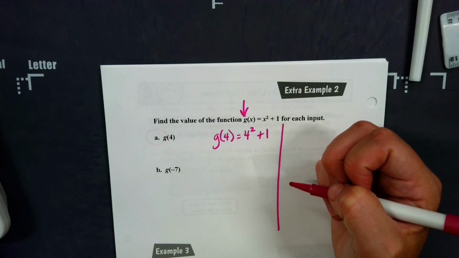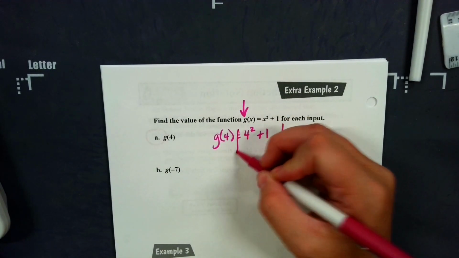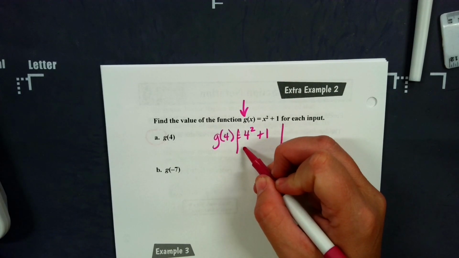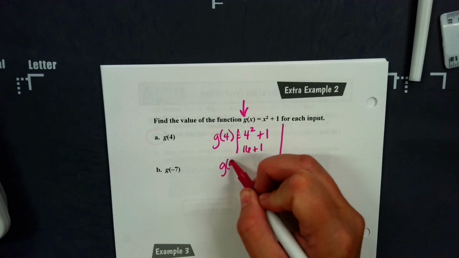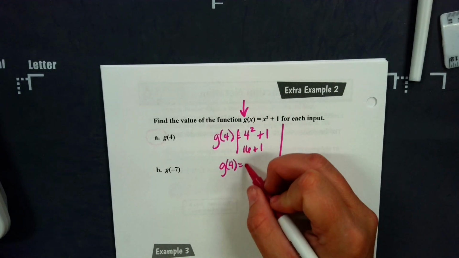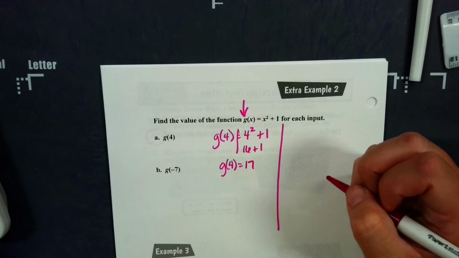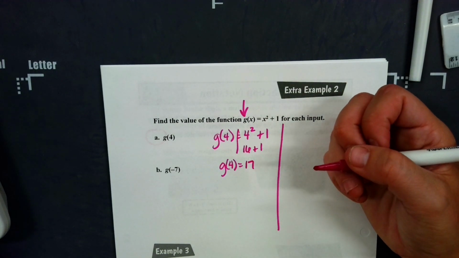Am I okay to do this? Yeah. Okay. So, 4 squared is, plus 1. So g of 4 would give me 17. So my coordinate would be 17, 4.